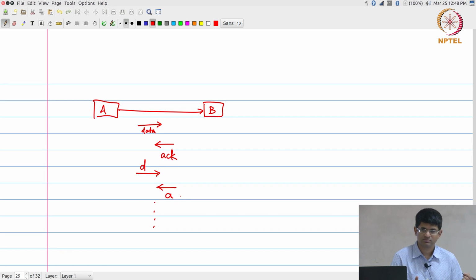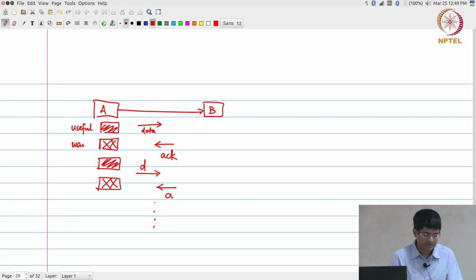The problem is major loss in throughput, because effectively what will happen over here, as I go down the timeline, is that this is useful, this is wasted because I am just waiting for the ACK to come through. This is useful, this is wasted, right?